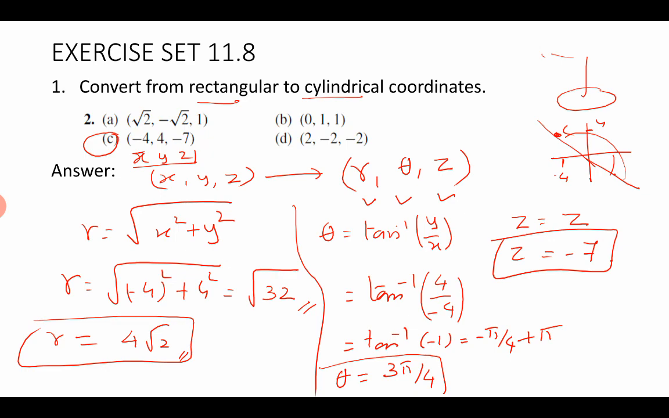So we have found all three, r, theta and z. The answer should be listed as an ordered triplet, right? 4 root 2, 3 pi over 4, where 3 pi over 4 is theta, and the z value is negative 7. That's the end of this case, and let's move to the next case. Okay.